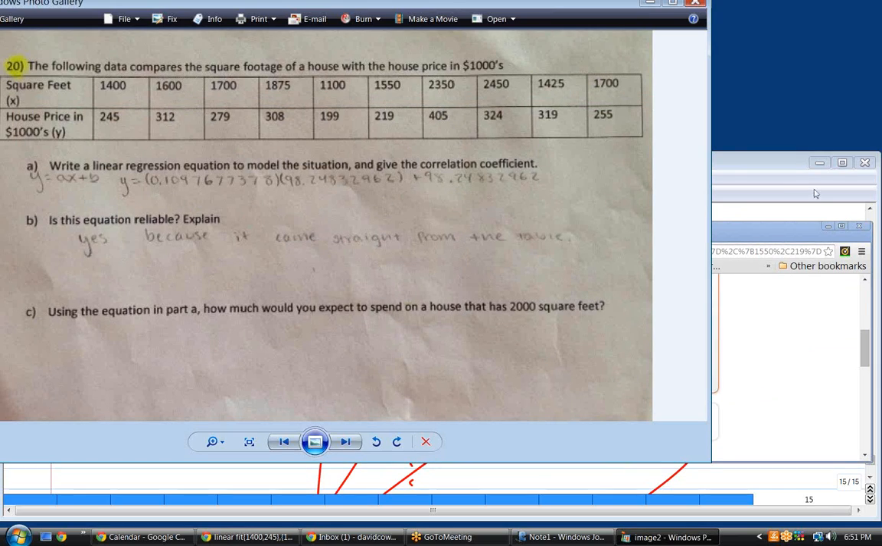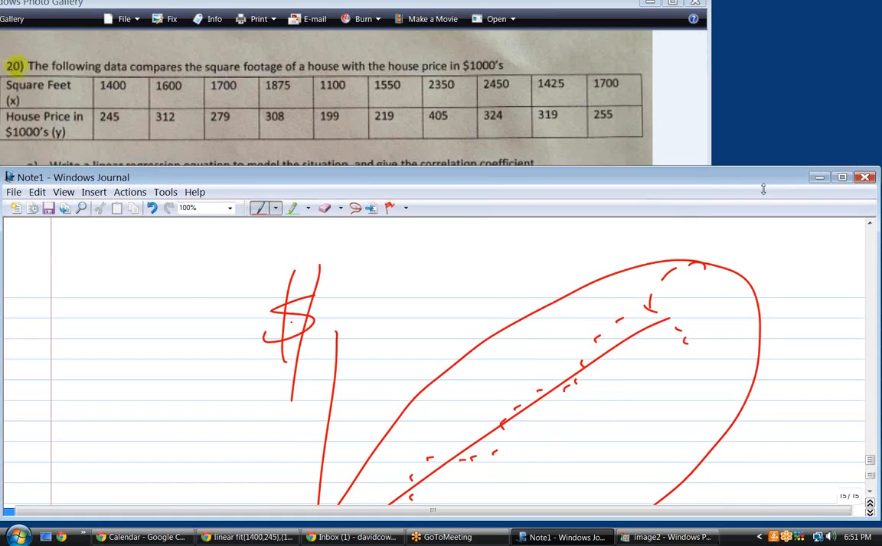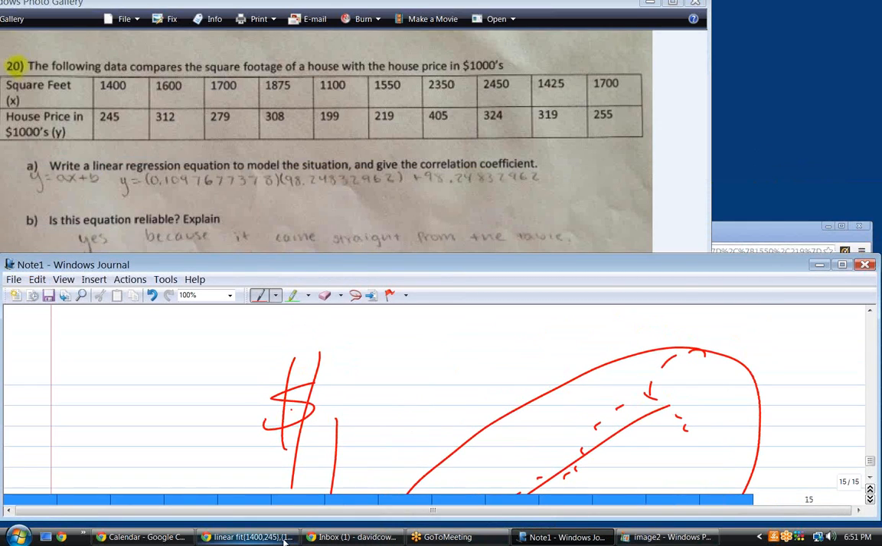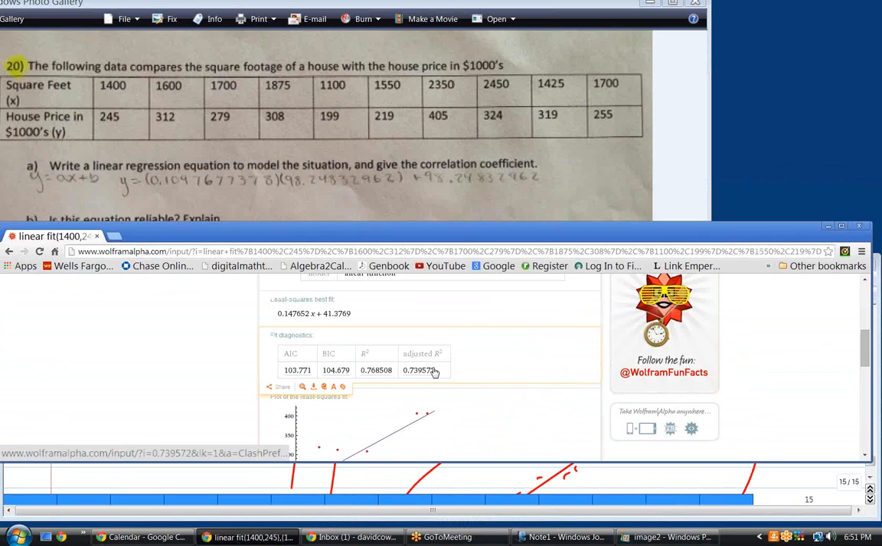Is this equation reliable? Well, that has everything to do with the value of r squared. If r squared is very close to 1, then the equation is very reliable. And what they mean by reliable is, is it an adequate predictor of, say, a 4,000 square foot house? Notice that every house in their list is less than 2450. Well, that's a relatively small house. I would venture to guess that you live in a house bigger than that.